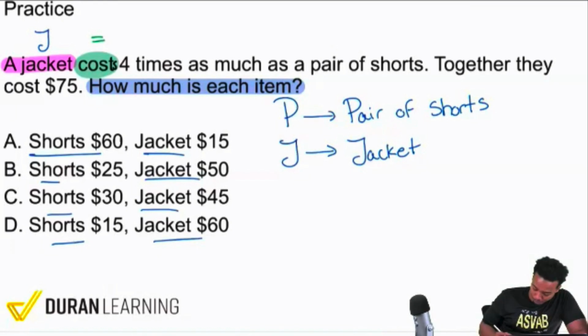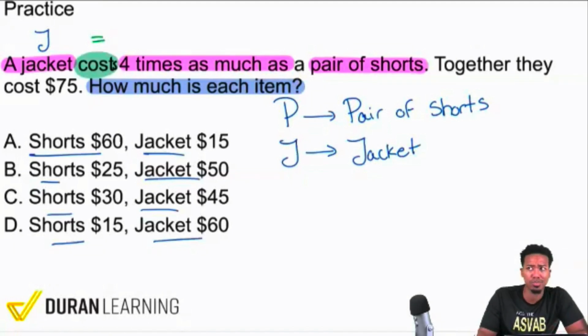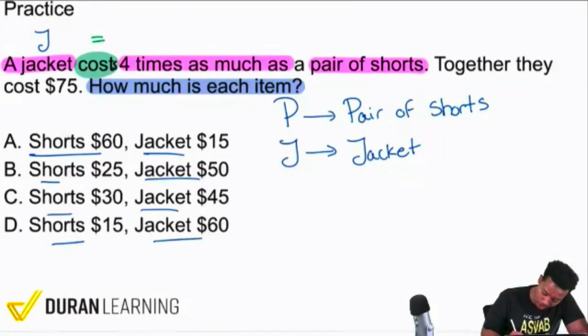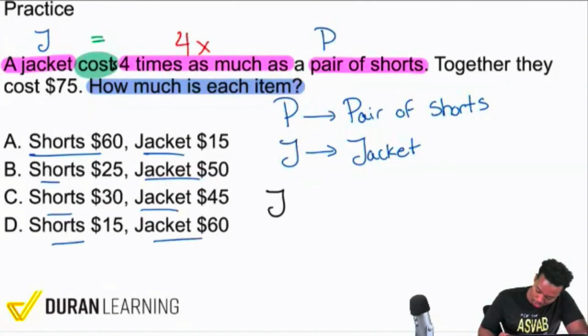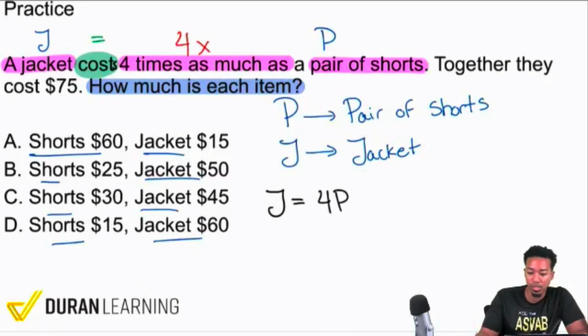And then from there, everyone, this is very straightforward here. 4 times as much as pair of shorts. So what was that going to translate into? That's going to translate into 4 times. Everybody, the word times means what? Word times means multiply. Yeah. So we have 4 times pair of shorts. That would be P. And so we can turn that into J equals 4P, J costs 4 times the amount of a pair of shorts. J equals 4P or 4X or whatever letter you used, but that's how you want to represent it.